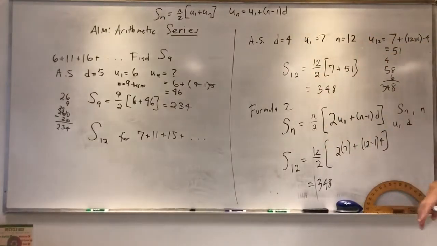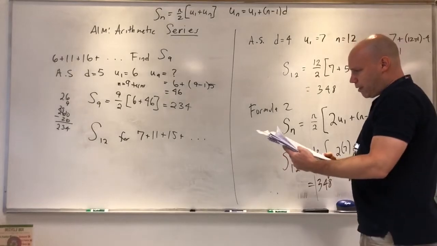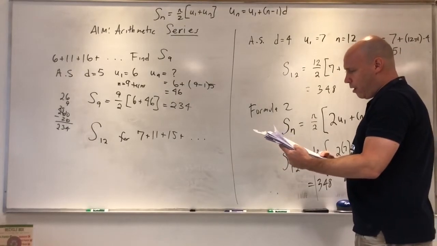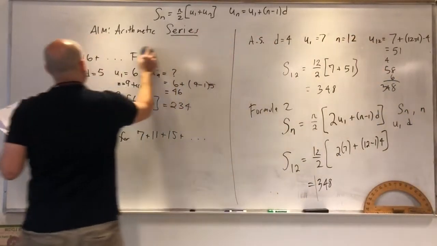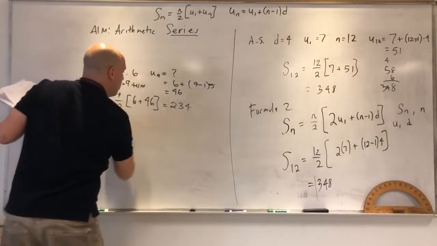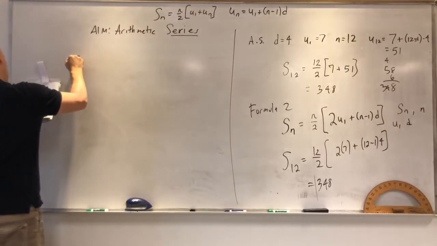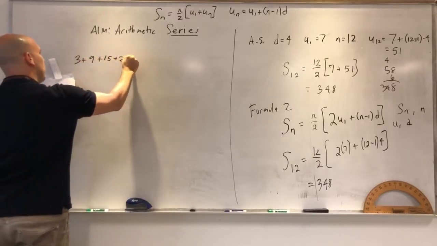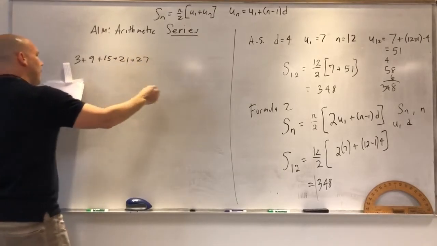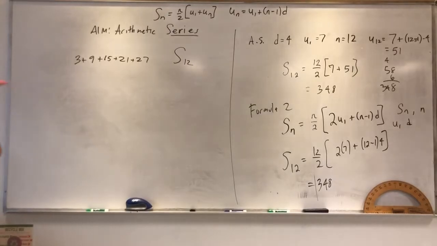So once again, just to summarize, is that the end? No. Here's the question. Why don't you try one on your own? Ready? Try this one. 3 plus 9 plus 15 plus 21 plus 27, and I would like you to find the first 12 terms. Use the second formula.